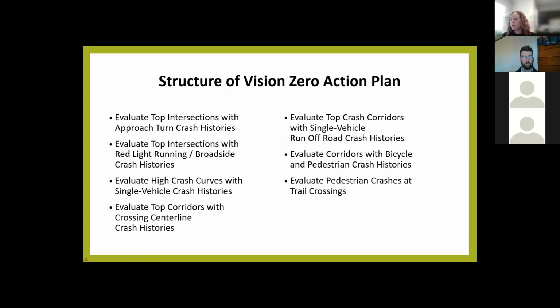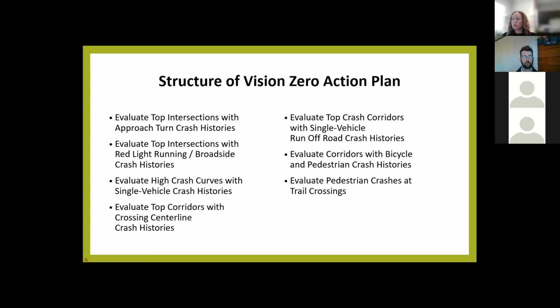So the part 1 traffic crash analysis portion of the plan identified all common crash types in unincorporated Boulder County and specific locations where these trends took place. So further analysis of these locations is necessary to identify specific countermeasures to eliminate those crash types we are seeing.